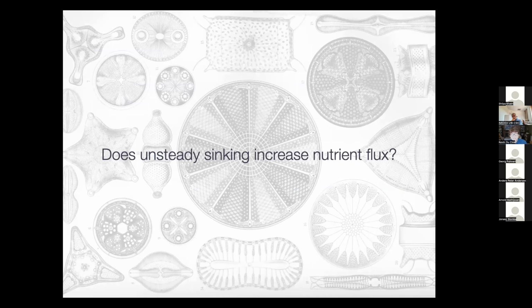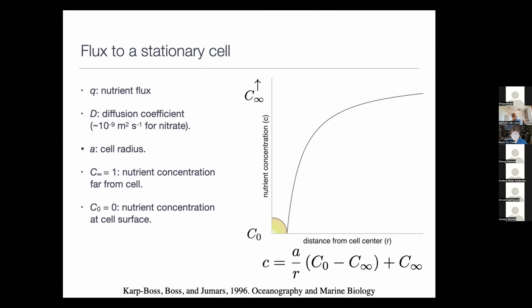So now I'm going to try to answer the question of whether unsteady sinking increases nutrient flux. As I mentioned briefly at the beginning of the talk, sinking can increase nutrient flux to a cell. This is a plot of a perfect sink model where on the left side of the x-axis we have a cell, and as we move along the x-axis, we're moving farther from the cell, and on the y-axis we're looking at the nutrient concentration. So this just shows us how the nutrient concentration changes as we get farther from that cell.